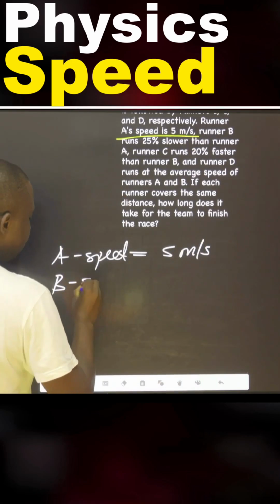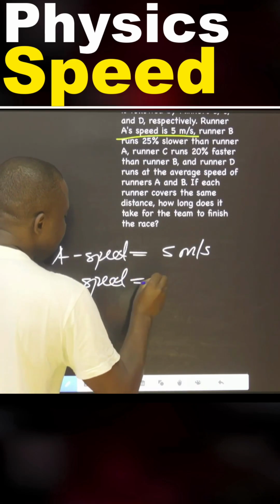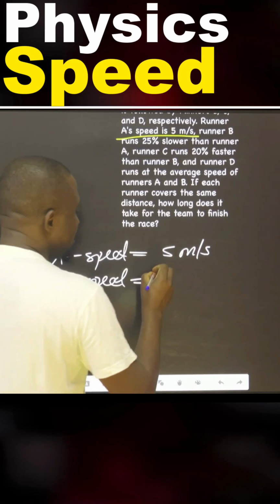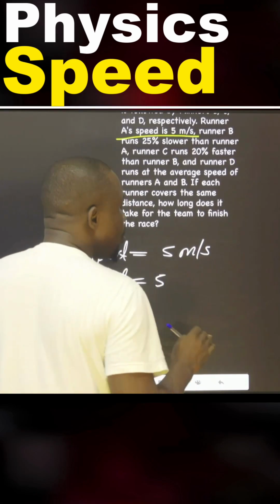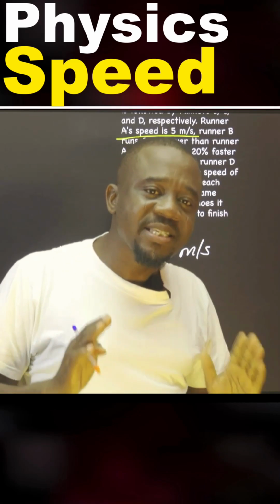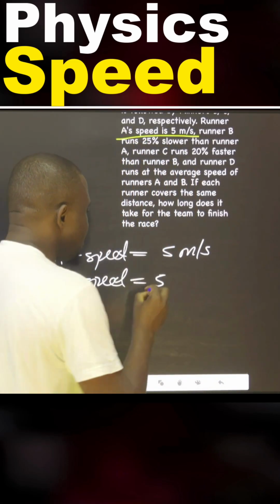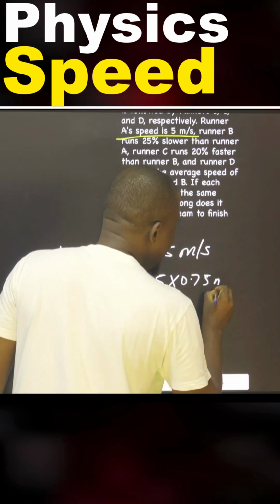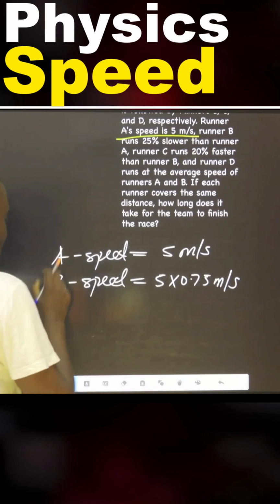B speed is equal to, is 25% slower. That is 100% minus 25% will give you 75%. Multiply by 0.75 in meter per second for this second guy.